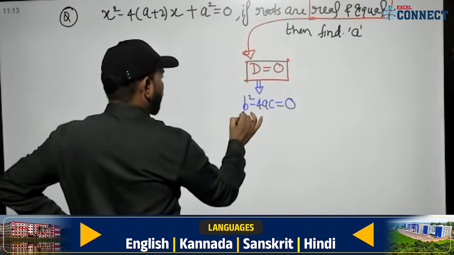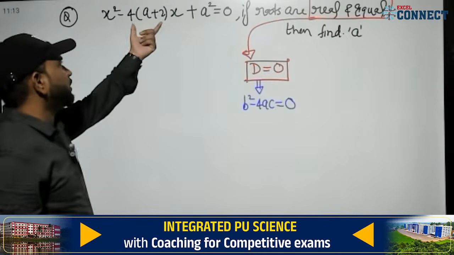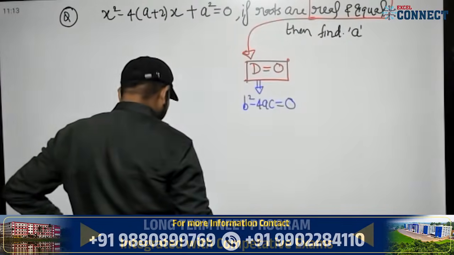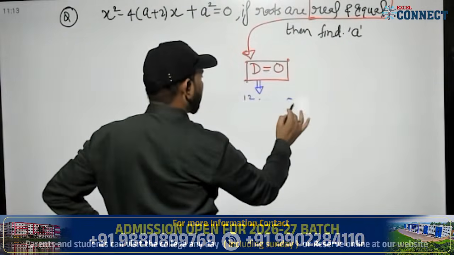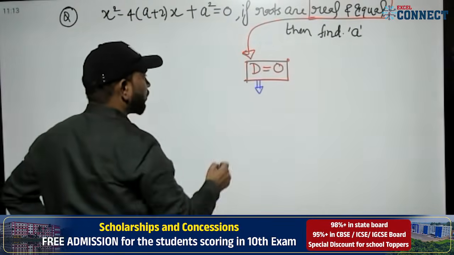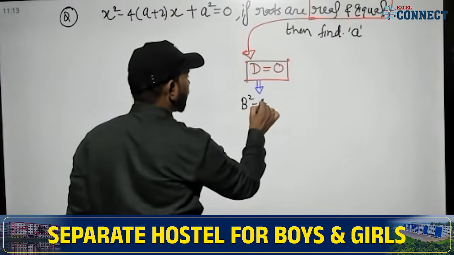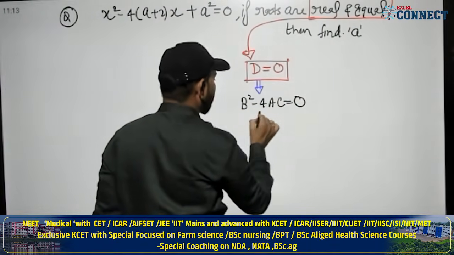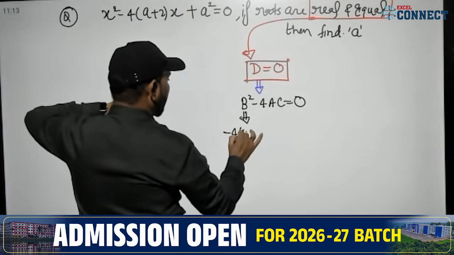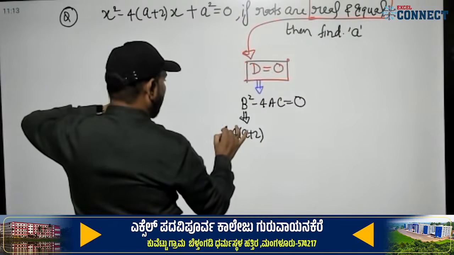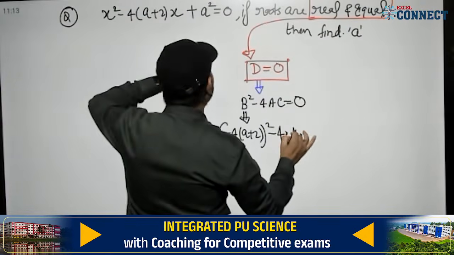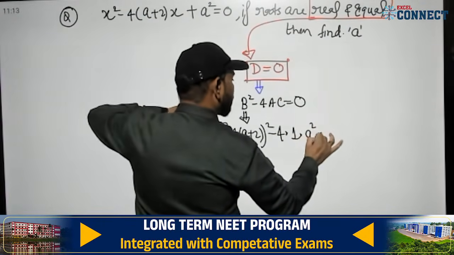What is B here? They have already used small a and b in the equation, so I will use capital letters. Okay, no issue. So B square minus 4AC is equal to 0. What is B? Directly you can say minus 4 into (a plus 2), whole square, minus 4 into A, whose value is 1, and C, whose value is a square.